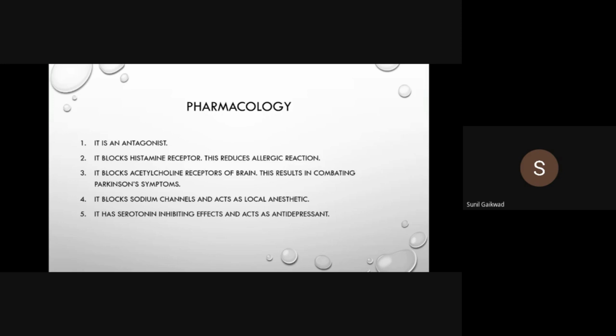There are acetylcholine receptors in the brain. Whenever nerves want to pass electrical messages to the brain or any other part, there are acetylcholine receptors which allow our nervous system to do it. So it will block those receptors, and this results in combating Parkinson's symptoms. As I said earlier, Parkinson's is a neurodegenerative disorder. So what if we just block the receptors of the brain? Then there will be no symptoms. Although it will not be cured, the symptoms will get reduced.